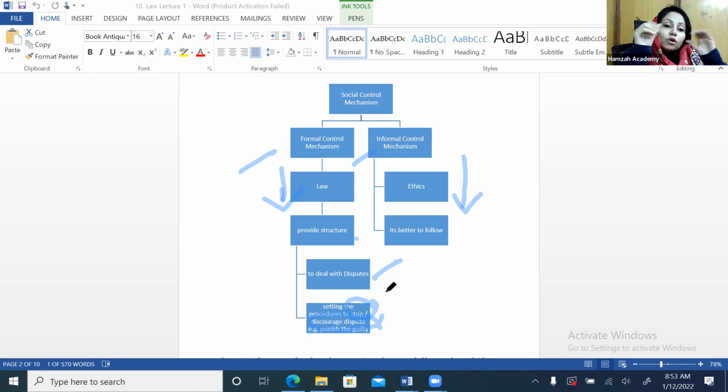The formal control mechanism has given you a set of rules that you have to follow. You have no choice not to follow those rules. You have to follow those rules. If you do not follow them, then the state, the king, the implementers of that law will punish you. So the formal control mechanism, law, you have to follow.